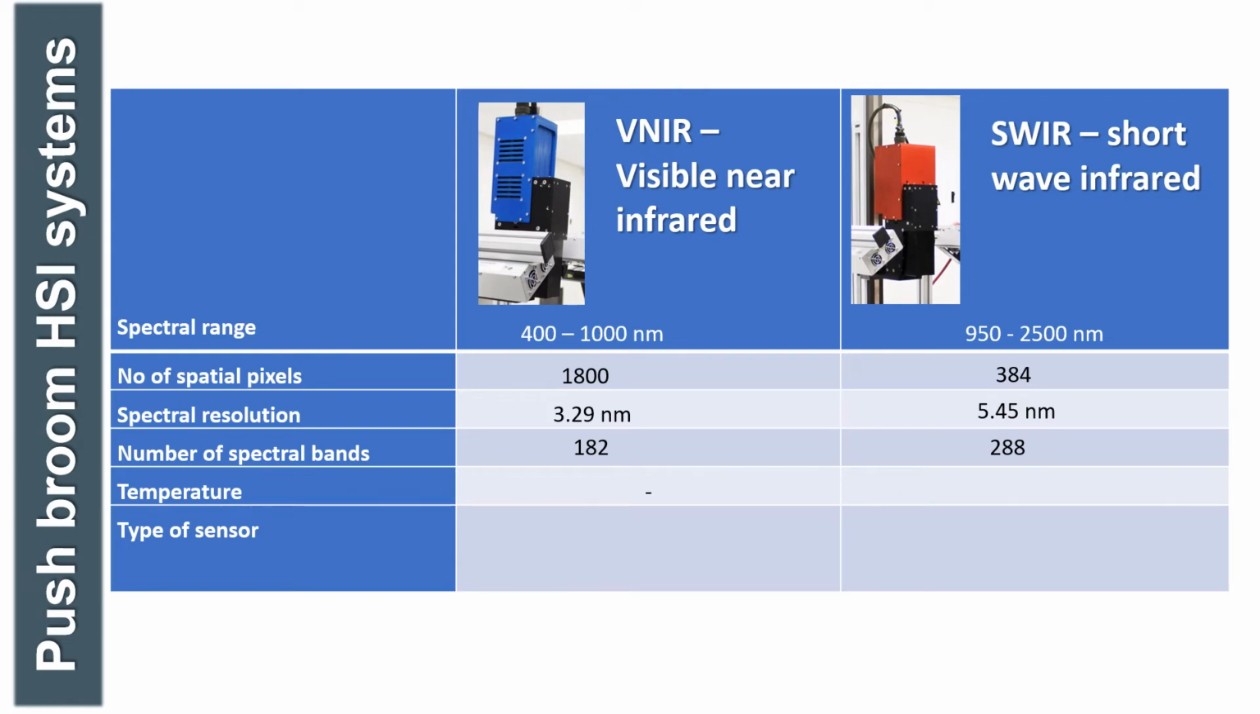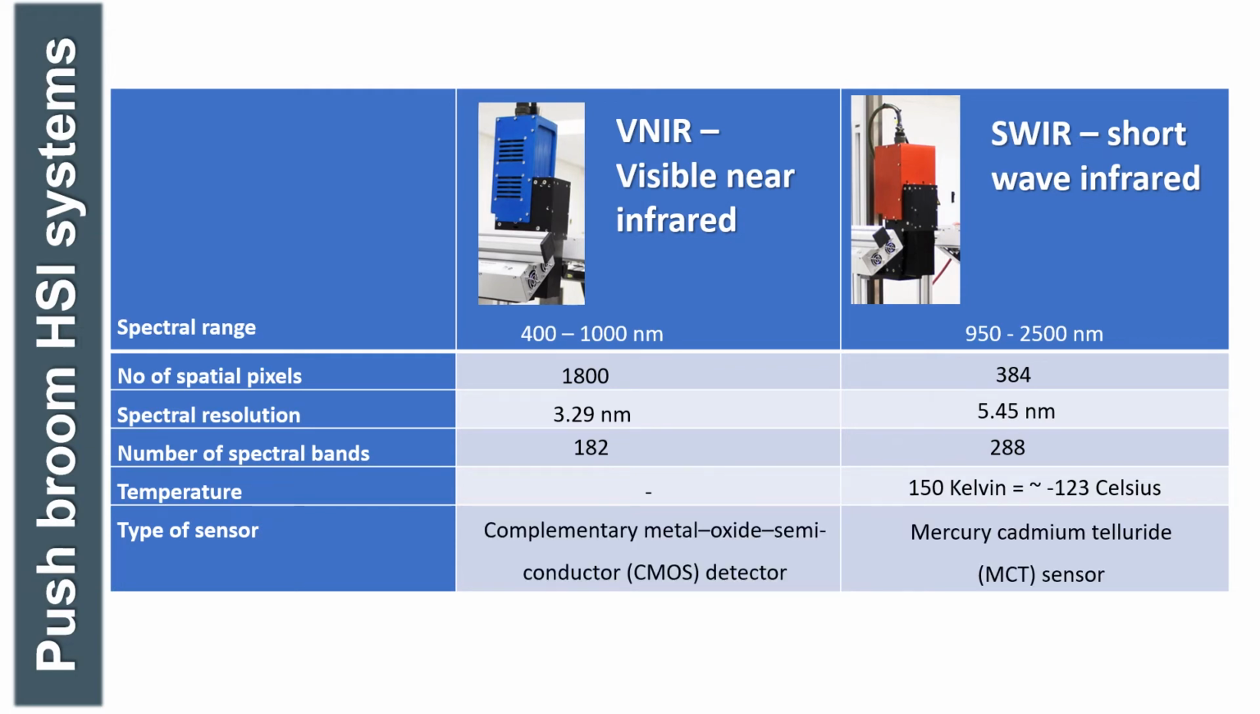Prior to imaging, the SWIR camera has to cool down to 150 Kelvin. The VNIR camera has a CMOS detector and the SWIR camera an MCT sensor. These are the main differences between the two cameras.